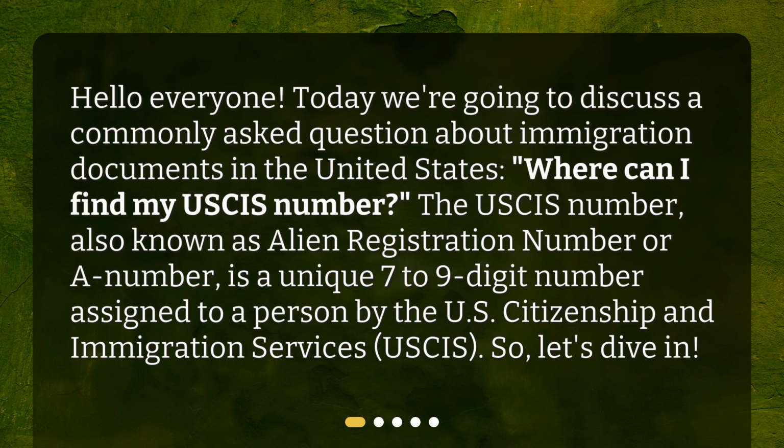The USCIS number, also known as Alien Registration Number or A number, is a unique 7 to 9-digit number assigned to a person by the U.S. Citizenship and Immigration Services, USCIS. So, let's dive in.